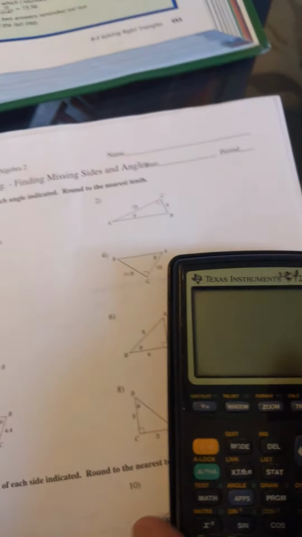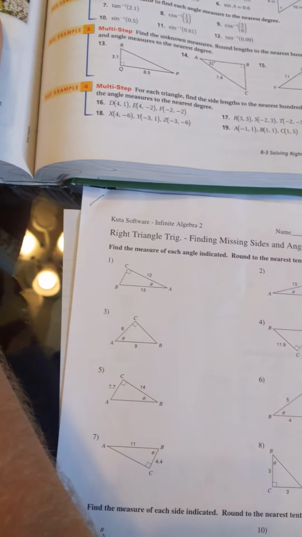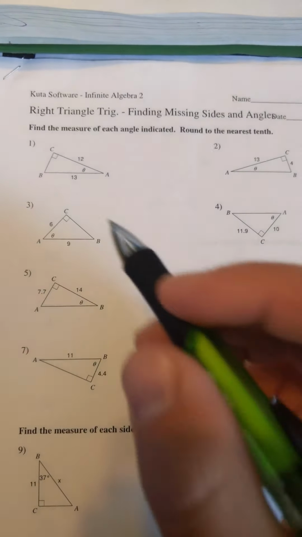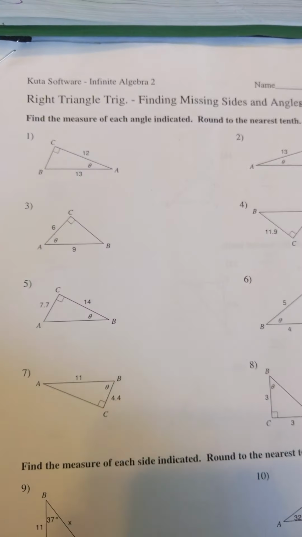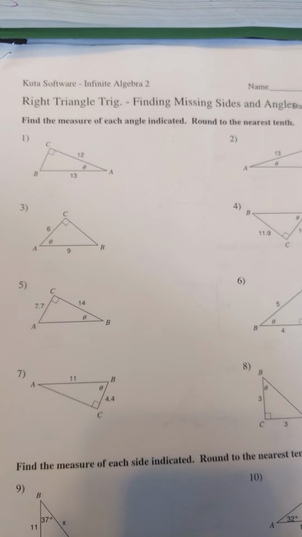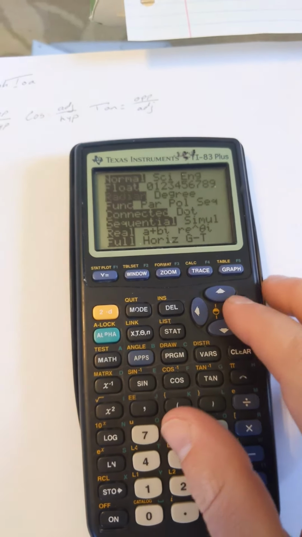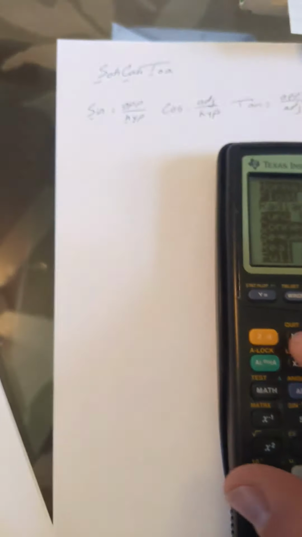Okay, so 8.3 here. Solving right triangles. Now we're actually going to go find side lengths. So I'm going to look at the right triangle trig documents instead of going through textbooks, to give you some advice on these questions. We want to find the measure of each angle indicated, rounded to the nearest tenth. One thing you have to make sure of is that your calculator mode is in degrees. I went to mode, and then I went to degrees.